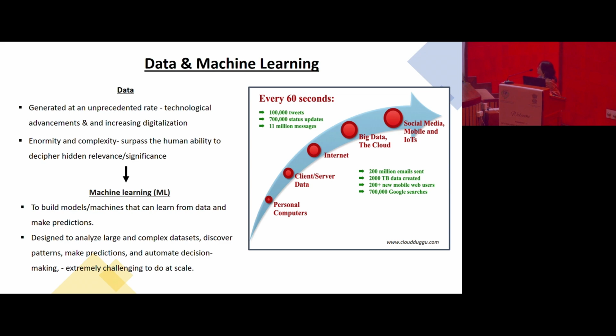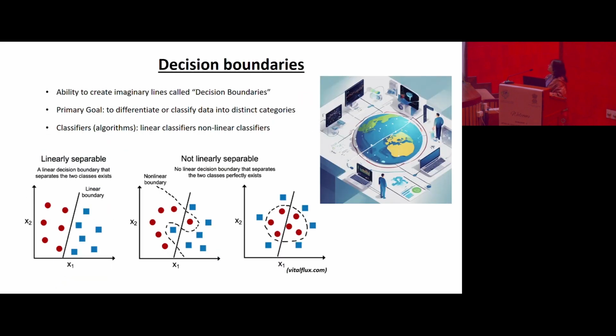So now the question comes: how is machine learning able to do all these tasks? The answer lies in its ability to create imaginary lines called decision boundaries. The primary goal of these decision boundaries is to differentiate or classify data into distinct categories. Like you can see, this sort of data is linearly separable, whereas this sort of data is a little complex and cannot be linearly separated. So if we make a decision boundary which is linear, then we have certain data points which are misclassified. But if we make a nonlinear boundary, then it's a perfect classifier. So is the case with this example.